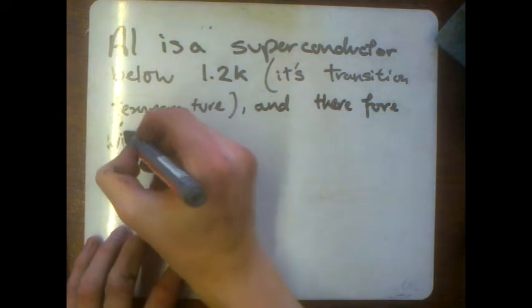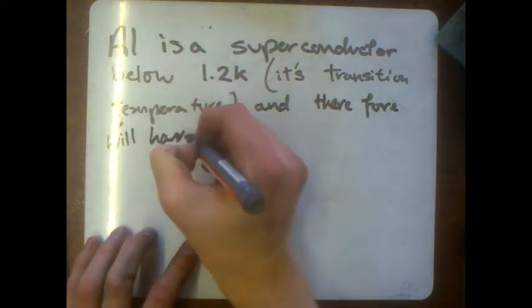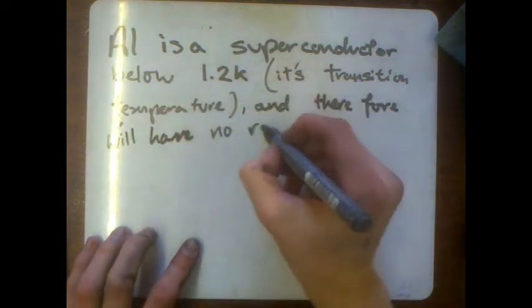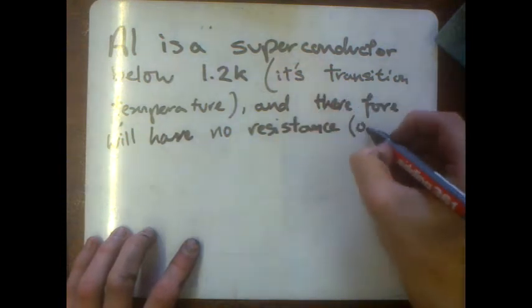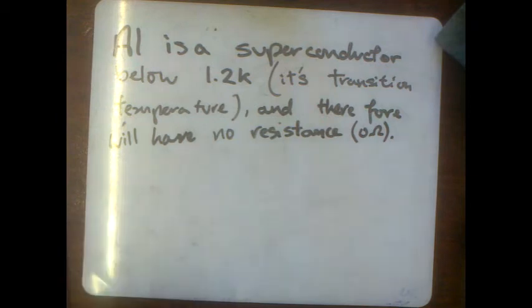So we could write the answer like this. Aluminium is a superconductor below 1.2 Kelvin, in brackets its transition temperature, and therefore will have no resistance, 0 ohms.